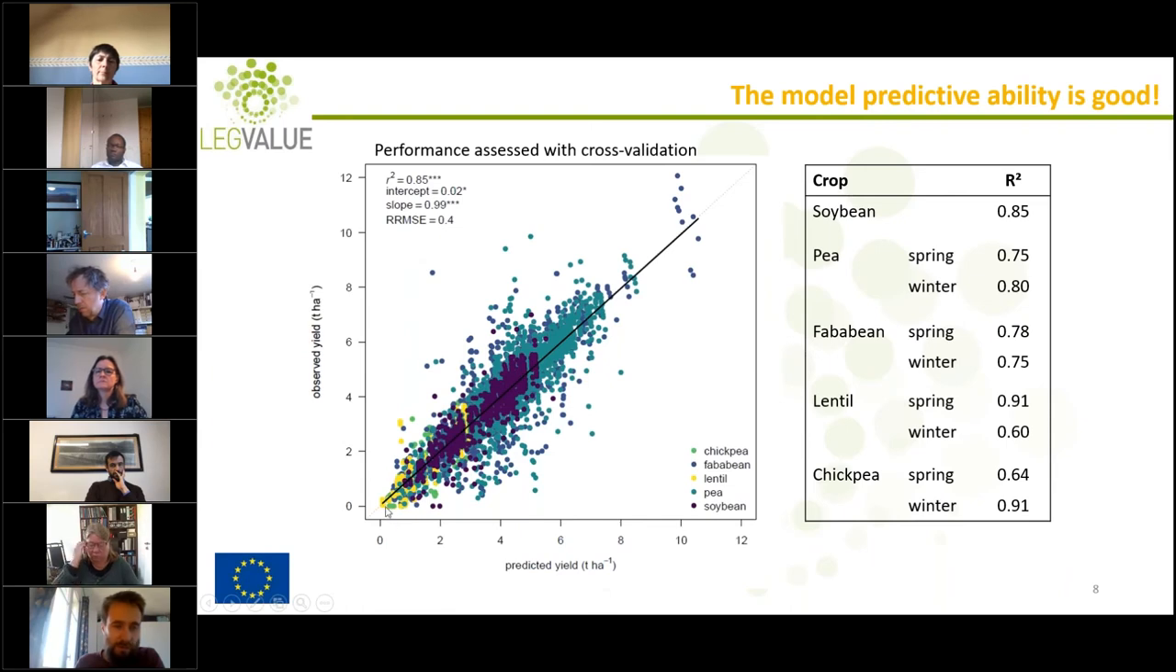The second point is the ability of the model to predict from very low yield to very high yield. And the third point is you see that pretty much all points align along the 1-1 line, which means that there is almost no bias in the prediction. The model performs better for some crops like winter chickpea or spring lentil, but all R squared are good, with the lowest one being 0.6, so you see that the model performs well.